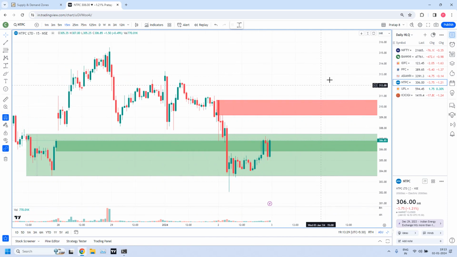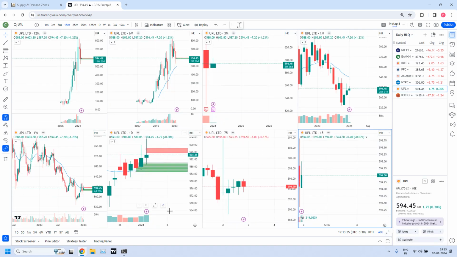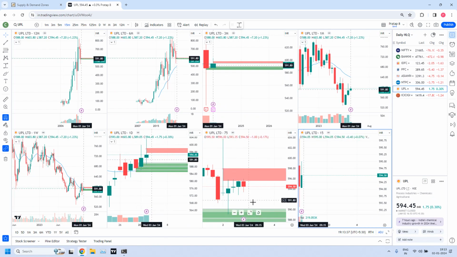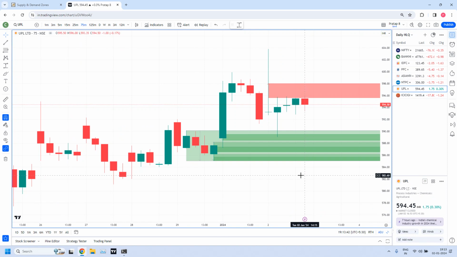So the next one is UPL. Again, this is a 75-minute zone. This is also another successful trade. This is a 75-minute zone. We have a drop, 4 base candles, and then a rally candle. But this is a tricky trade.